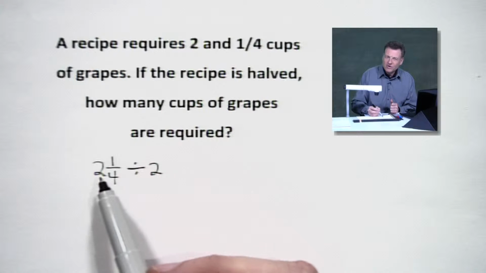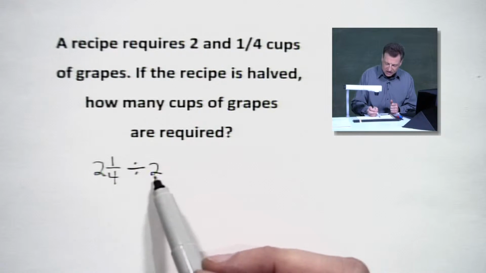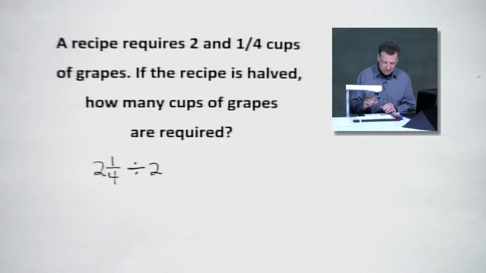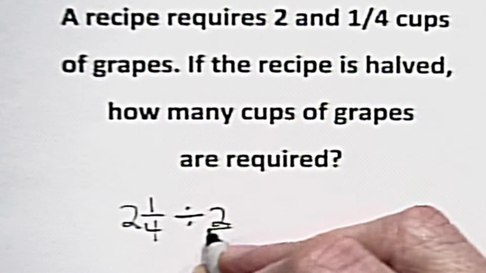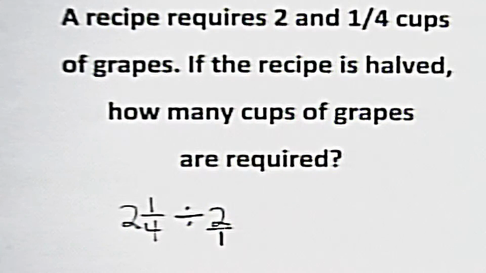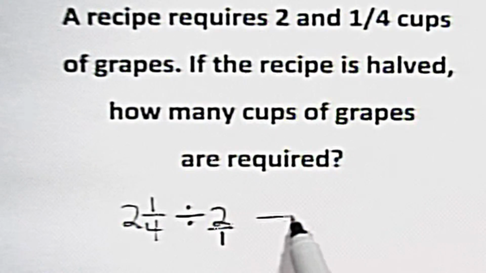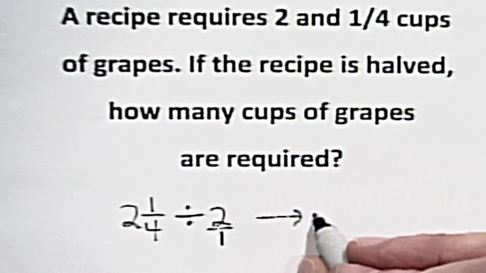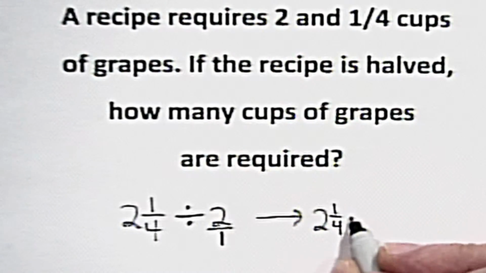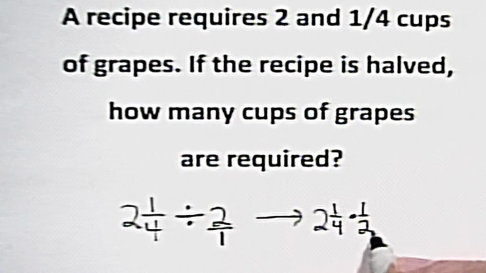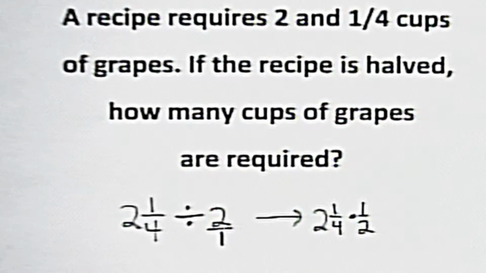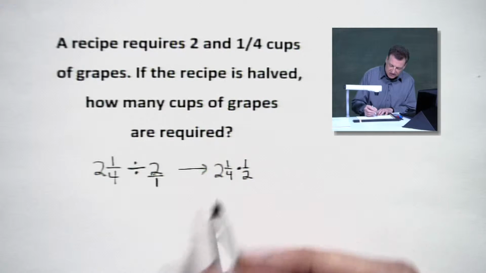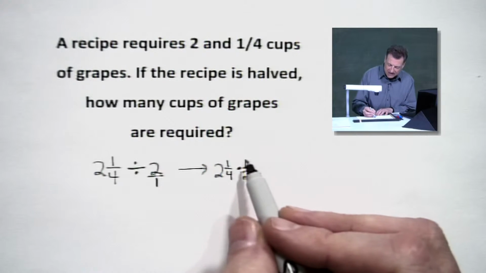And you know what we're going to do? We're going to make improper fractions, but we need to do something about that 2. Let's put a 1 underneath it, because when we do the division, we're going to change this to multiplication. So we're going to pick up 2 1/4 times 1/2. That's the same thing I just mentioned, whether you divide by 2 or multiply by 1/2.